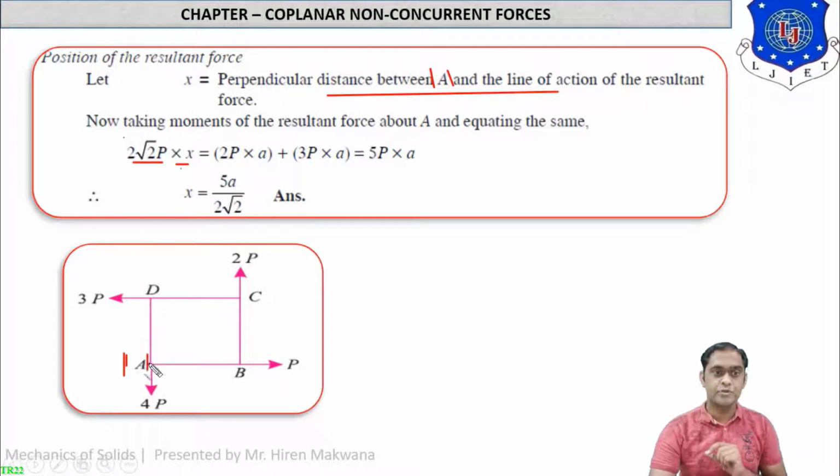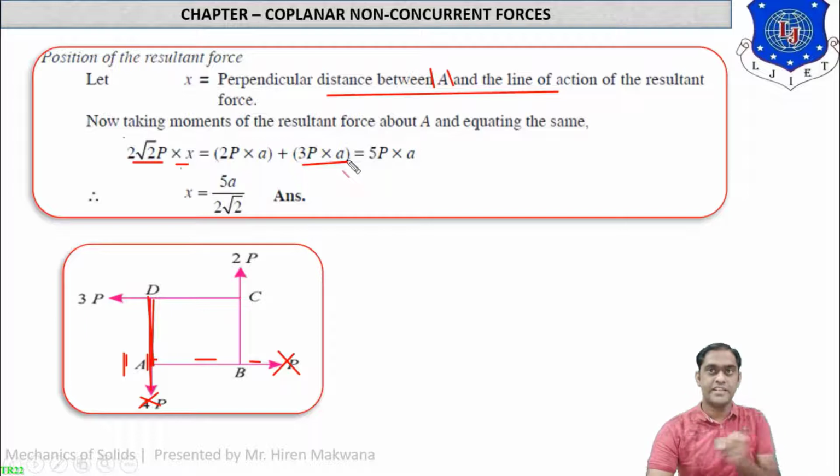While taking moments at point A, 4P will be cancelled out because it is passing through point A. P is also cancelled out because it is also passing through point A, you can see. So the remaining force is 3P. Now 3P is moving like this, so it is anti-clockwise. The force 3P is horizontal, so the perpendicular distance will be this. So 3P into A, which is anti-clockwise.